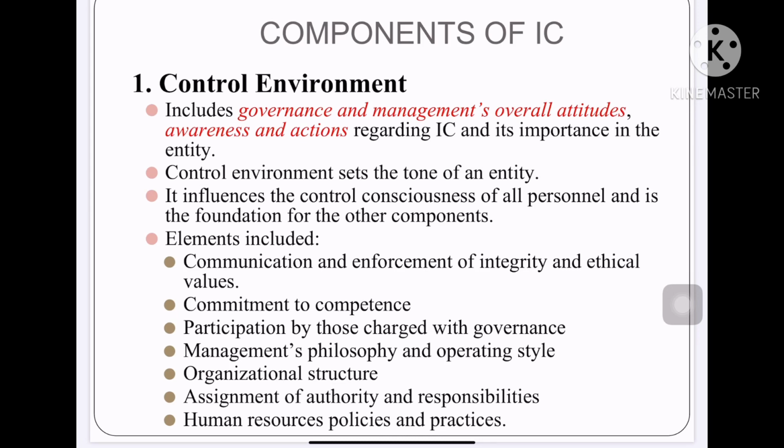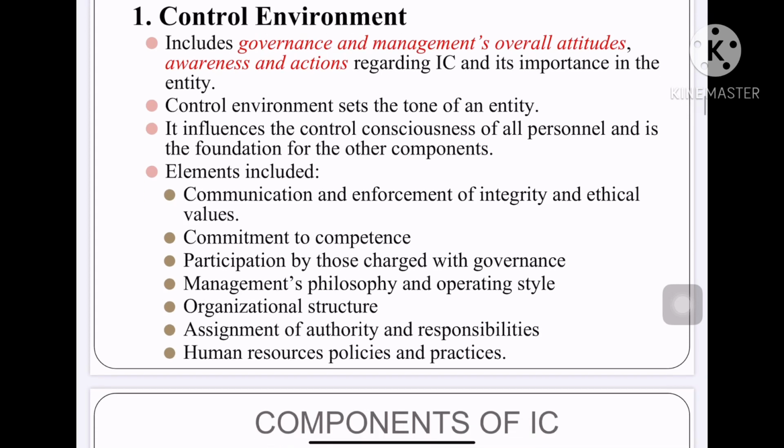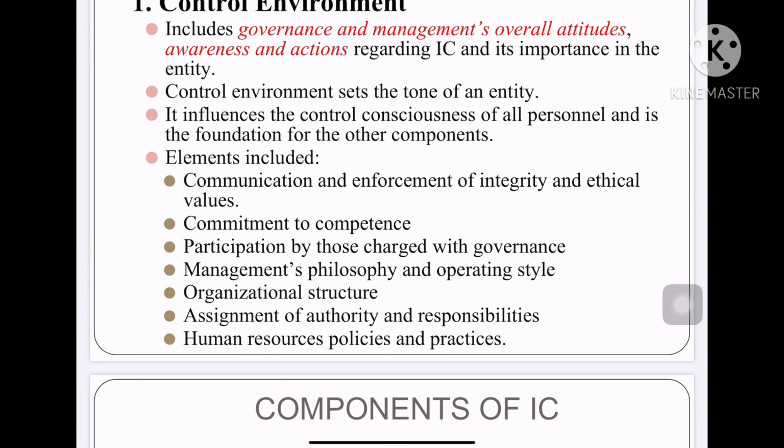So the elements should include communication and enforcement of integrity and ethical values. How do they communicate the enforcement taken by the company? Commitment to competence. How did they commit related with the control? And then are they competent? It means that they are knowledgeable enough to do this. Do they have the knowledge or not, right? Participation by those charged with governance. We can see whether they are participating in this or not. Is that only a small segment in the business, or the whole departments of the business really take care of it?